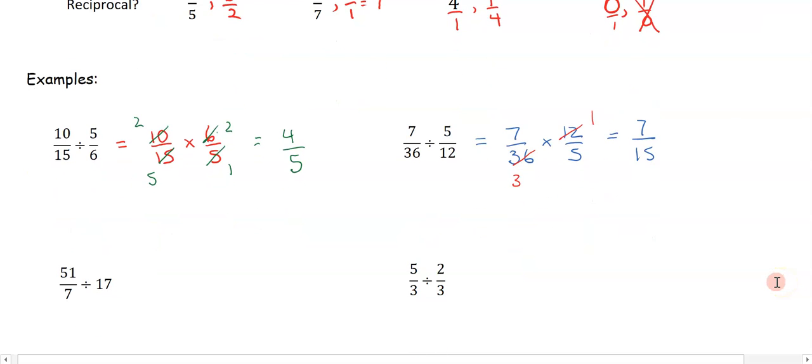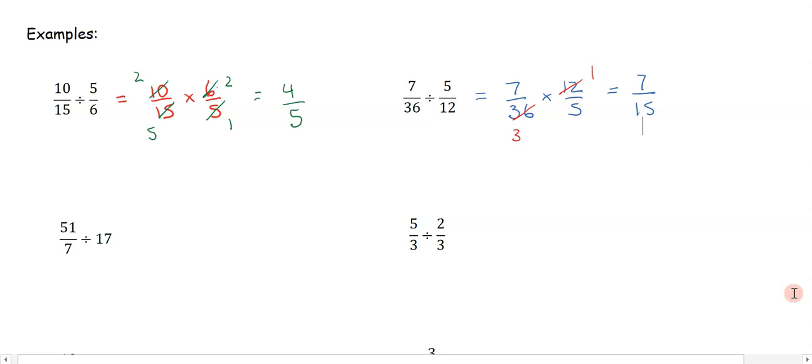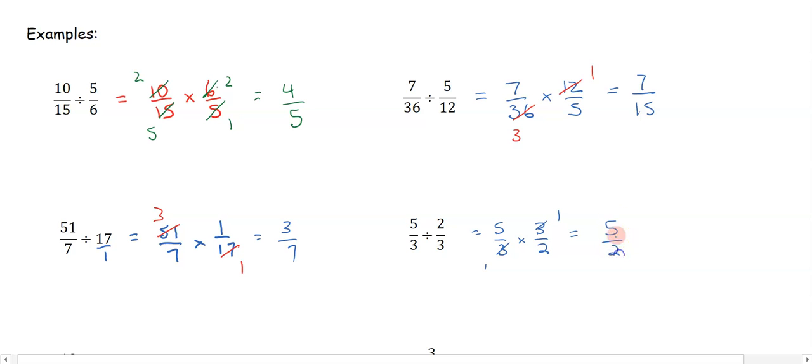You just have to change it before you complete your multiplication. So a reminder, 17 is the same as 17 over 1. So you're going to rewrite it as 51 over 7, change it to multiplying by 1 over 17. Now that we're here, we can cancel, and then we can multiply. All right, this one's going to become 5 over 3 multiplied by 3 over 2. We're going to cancel, and we're going to get 5 over 2, which again, we could change into a mixed fraction if improper in the end, right?